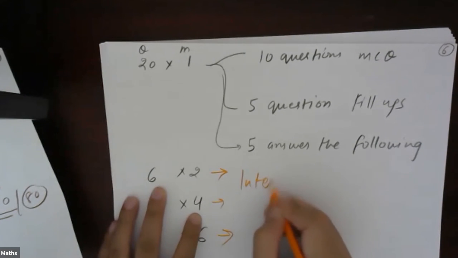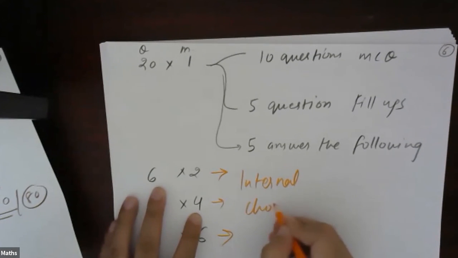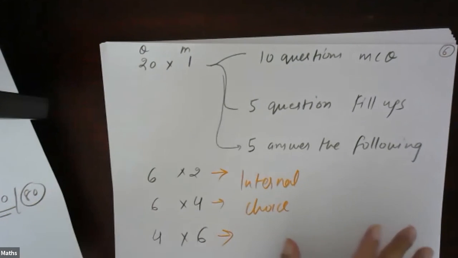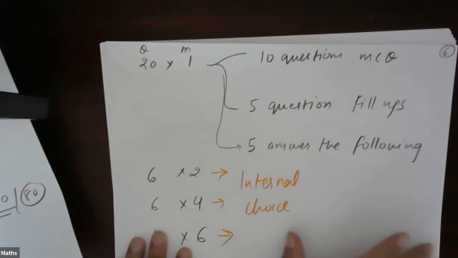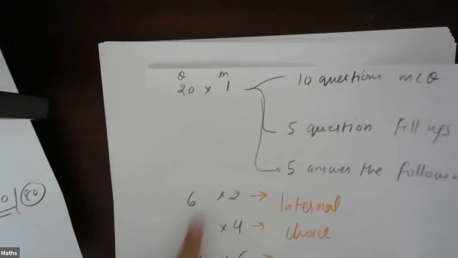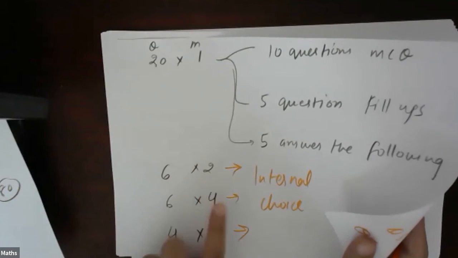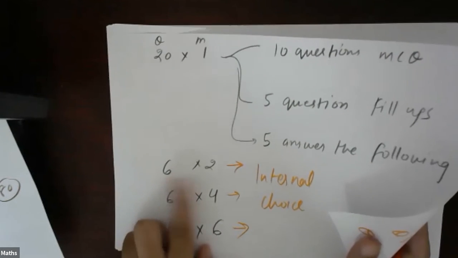You will have internal choices. So what do we mean by internal choice? Suppose I'm explaining, so just listen very carefully. Suppose I have 6 questions given: question 1, question 2, question 3, question 4, question 5, and question 6. Suppose these are 6 questions of 2 marks.